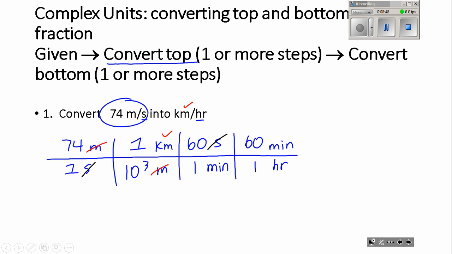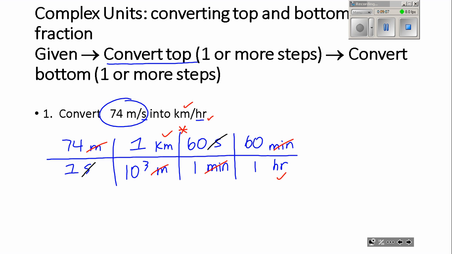So what you're going to see is that, again, minutes is going to go away. We're left with hours. That's the unit that we're trying to get to. So when we do math here, we just have more steps. 74 divided by 10 to the 3rd power. And then we're going to hit enter and get our answer.